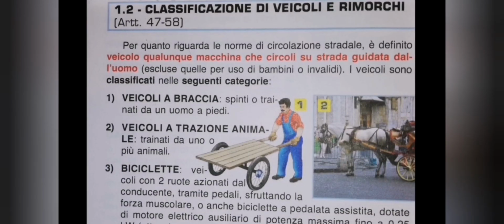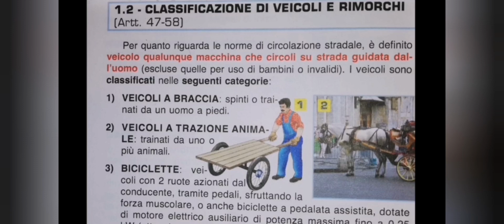Classification of vehicles, classificazione di veicoli e rimorchi. The first one here is veicoli a braccio, spinti o trainati da un uomo a piedi. It is pushed by a man that is walking on foot. That is why it is called veicoli a braccio. Veicoli a trazione animali. This one is dragged by animals.